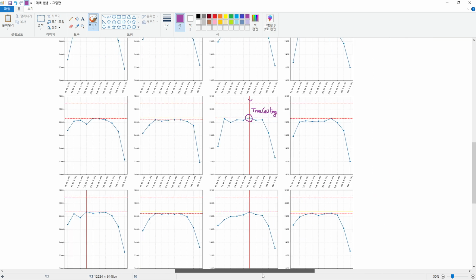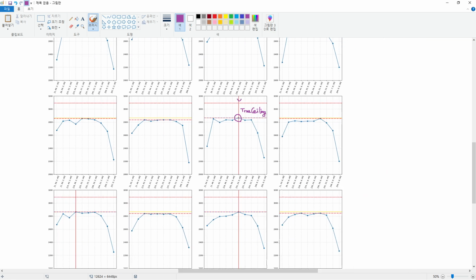Which is like 1 in 80, and 1 in 80 is like 1.25%. Let me use the calculator. Yep, it is 1.25%.